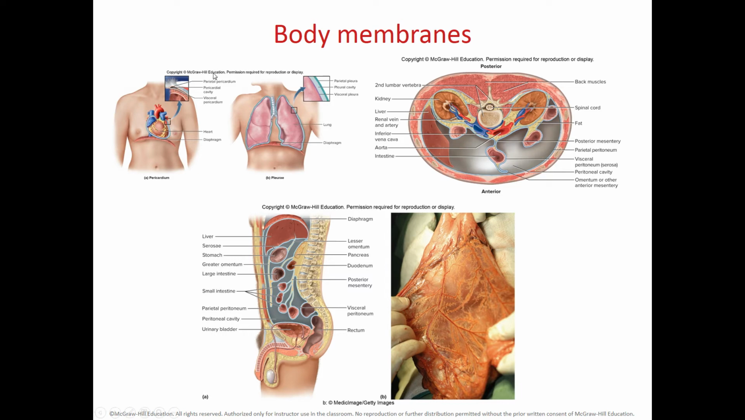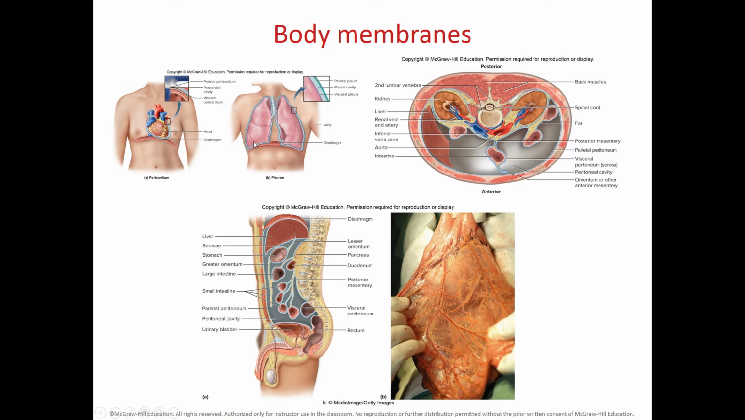So in this case, for the thoracic cavity, we have here the pericardial cavity. And the pericardial cavity has two membranes. It has the parietal pericardium and it has the visceral pericardium, which is a double membrane that protects our heart.